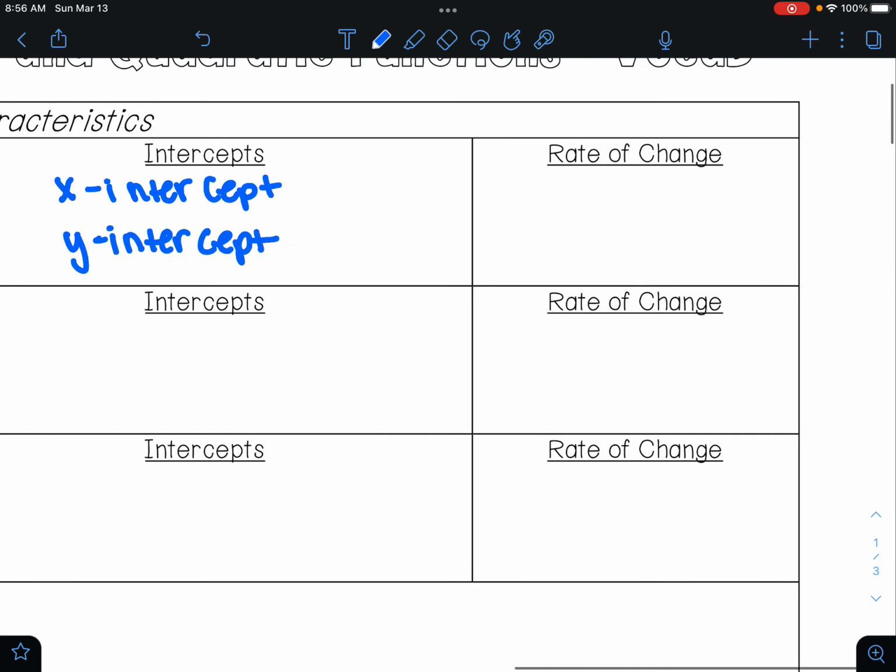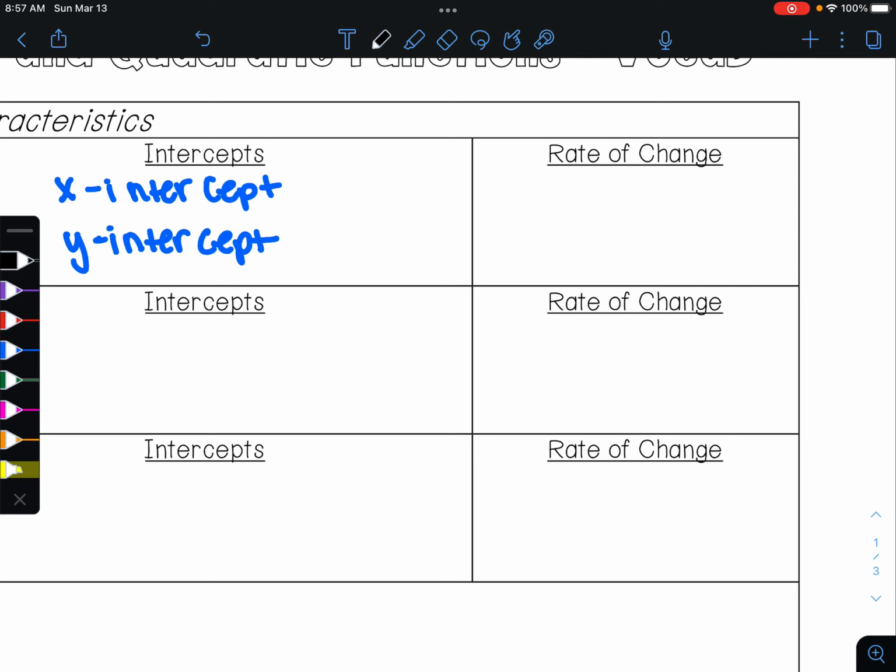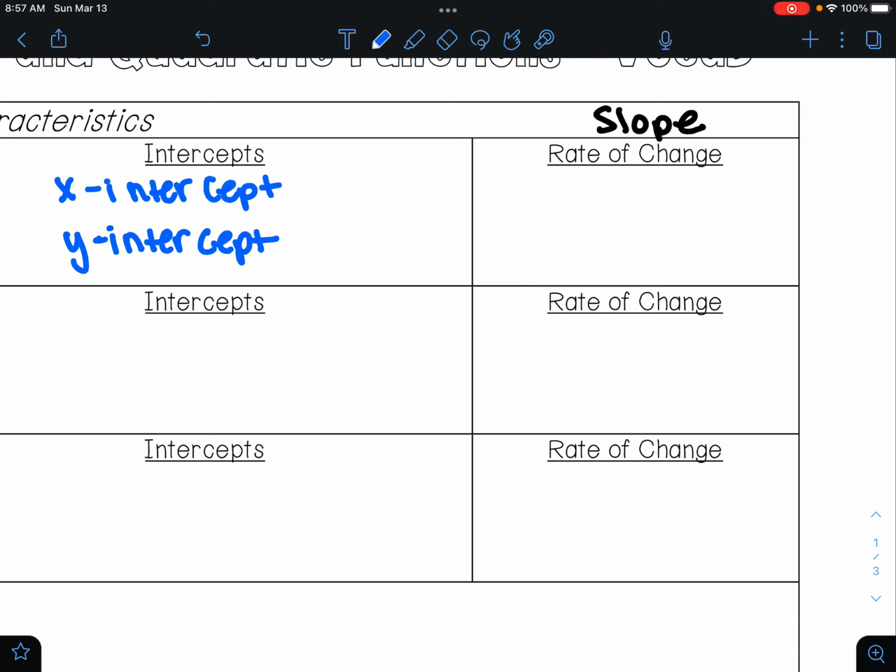And then your rate of change. Your rate of change is the same thing as the slope. With linear functions, your rate of change is always constant. This is unique to lines. So this is unique to linear equations. You can pick any 2 points that fall on the line and you will get the same slope every time.